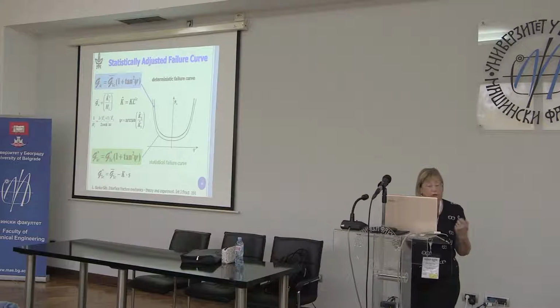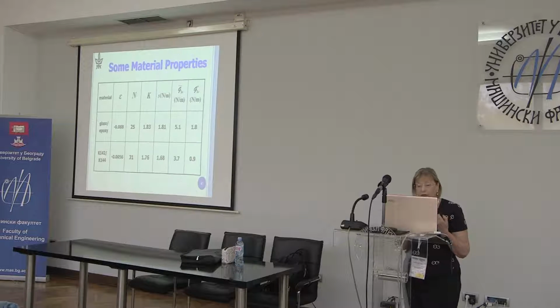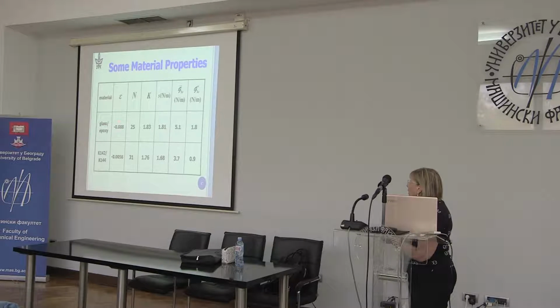So let's look at the test data. So here's glass epoxy, and here's epsilon. We carried out 25 tests, so we had a sample size of 25. The standard deviation of our data was 1.81 newtons per meter. We calculated K. K depends on the sample size. As the sample size increases, K goes down. And so we had a value of G1C bar, and it was lowered from 5.1 to 1.8, which is a high price to pay. But now we have some statistical confidence in our results.